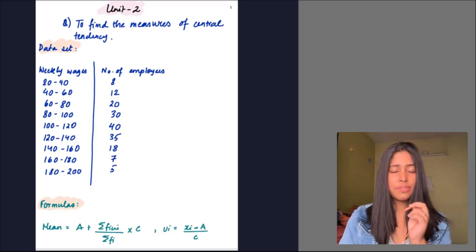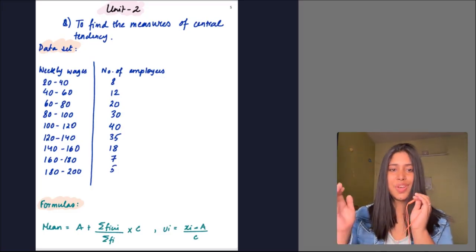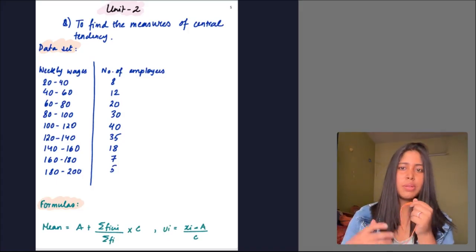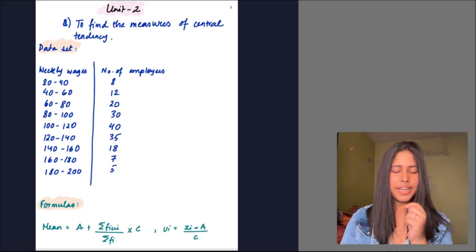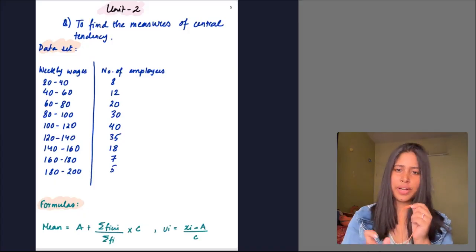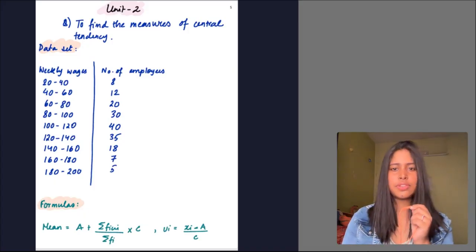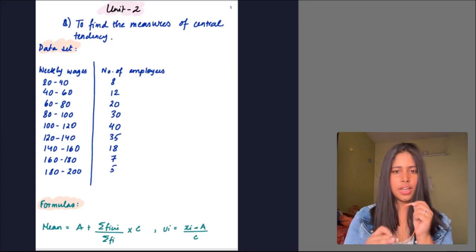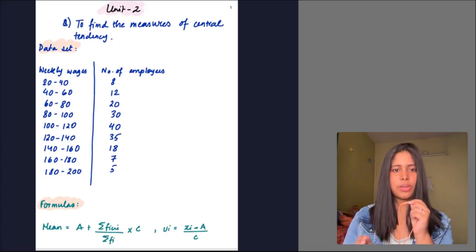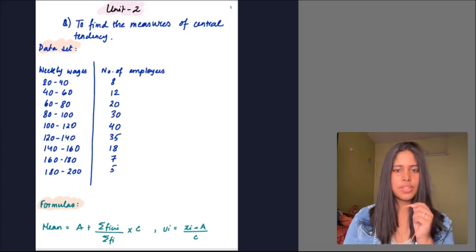Now coming to Unit 2. This is a very, very important question because this will come in your exam. See the question. To find the measures of central tendency, the data set is given here. Weekly wages is 20 to 40, 40 to 60, 60 to 80, and so on till 180 to 200. And the number of employees are given. The number of employees is the Fi, which is the frequency.